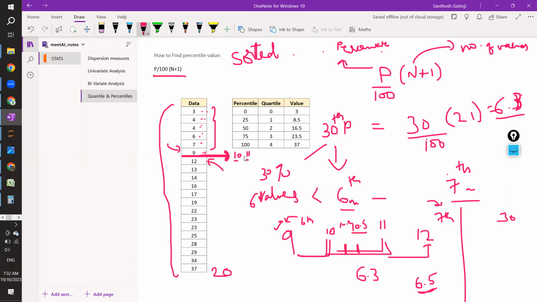Now 10.2 is the 30th percentile of these values. That means 30% of the values should be less than this 10.2. As you can see, if you calculate the values above this 10.2, you will have 1 2 3 4 5 6. Six values. So 30% is 6. Okay, you got 10.2.